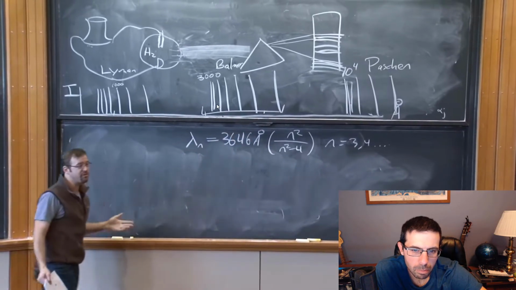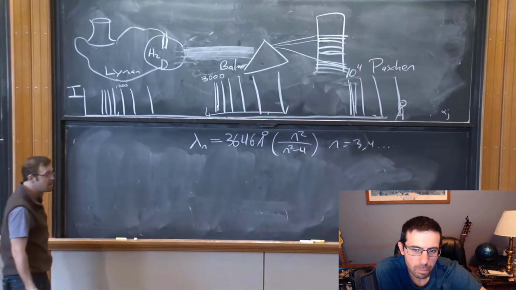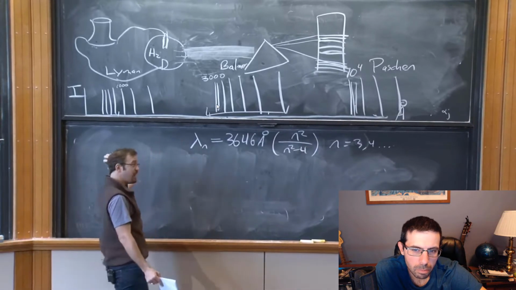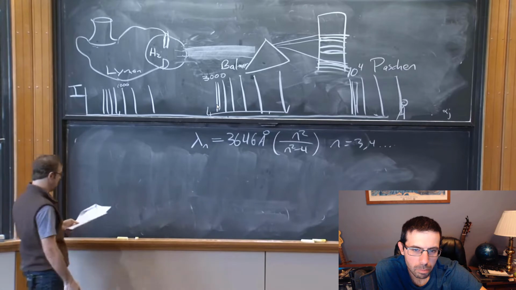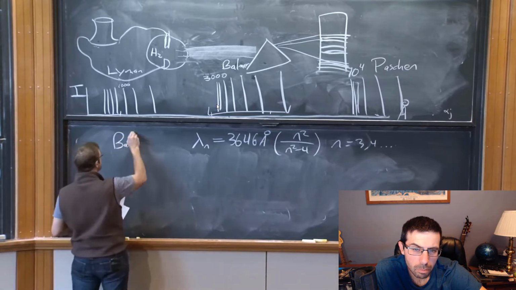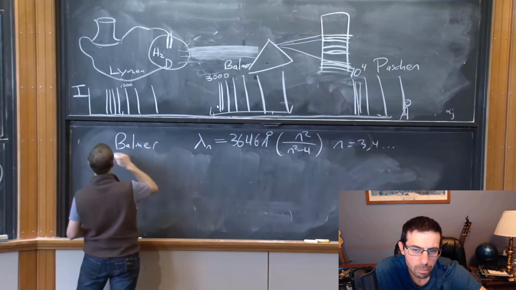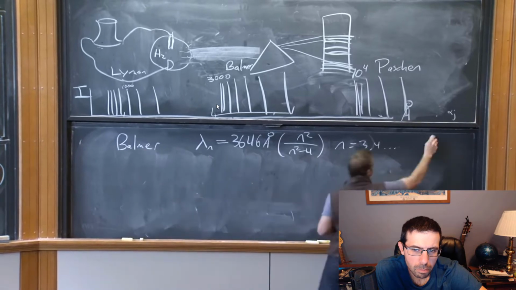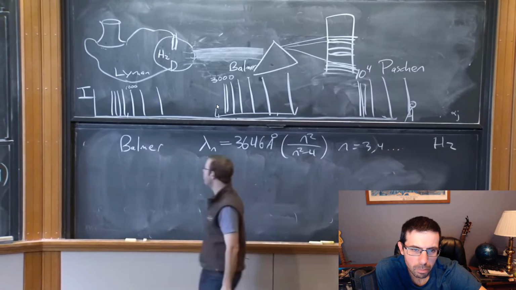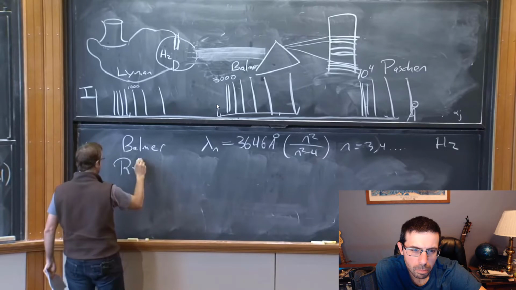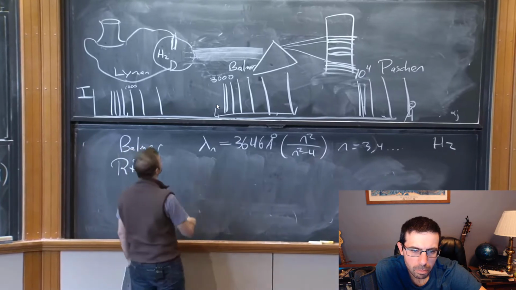This is a hallowed tradition, a phenomenological fit to some data. Where did it come from? It came from his creative or obsessed mind. So this was Balmer. And this is specifically for hydrogen gas, H2. Okay? So Rydberg and Ritz, R&R, said, well, actually we can do one better.